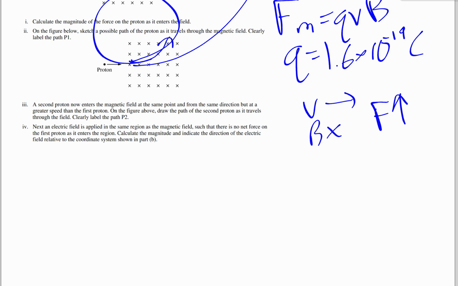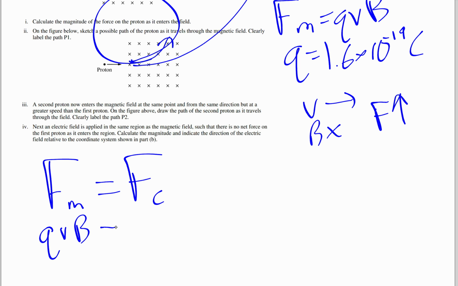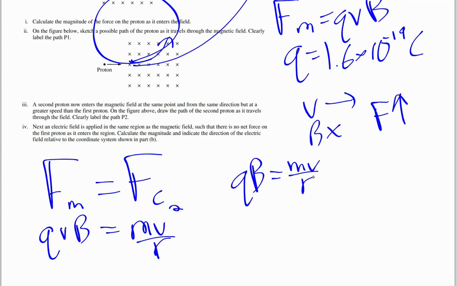All right. So for this one, we have Fm causing a circular path. It's equal to Fc. So Fm is QVB, and Fc is equal to mv squared over r, right? Circular motion. We can cancel out one of those v's. So QB equals mv over r. Now we want to solve for r. So we have r equals mv over qB.